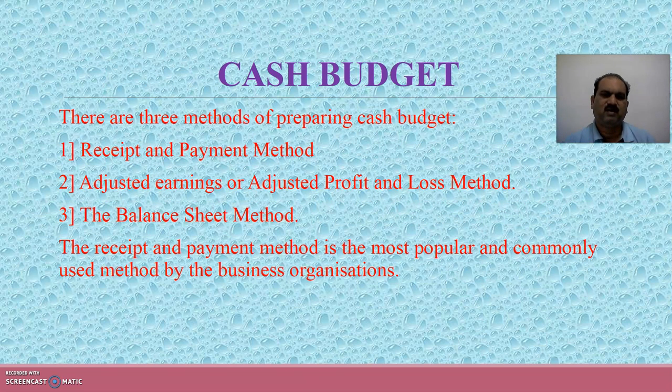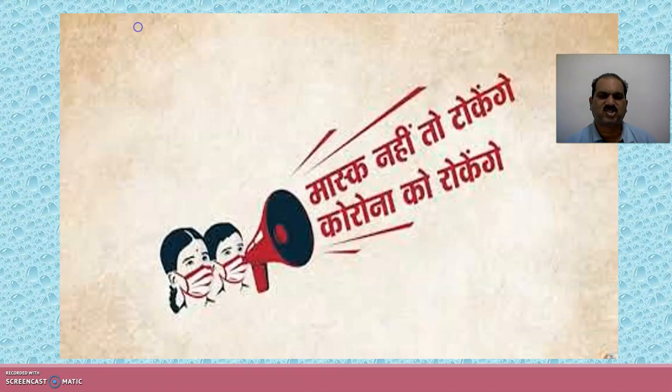There are three methods of preparing cash budget. First, receipt and payment method. Second, adjusted earnings or adjusted profit and loss method. And third, the balance sheet method. The receipt and payment method is the most popular and commonly used method by business organizations.